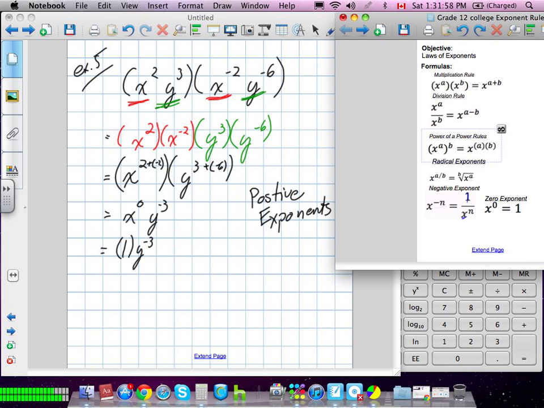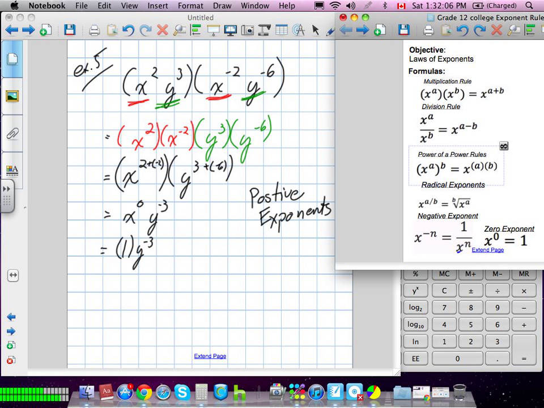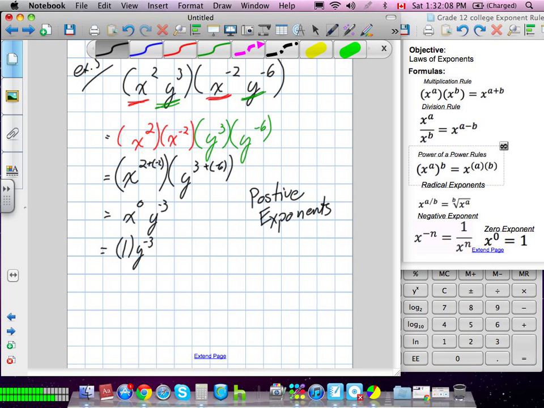Okay? So, in other words, that 1 is not relevant, it's not going to change our answer. I change this now and put it as 1 over y to the positive power of 3. And now we have positive exponents as our answer in this question.